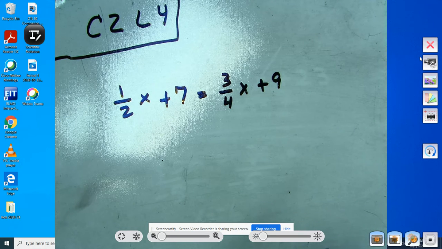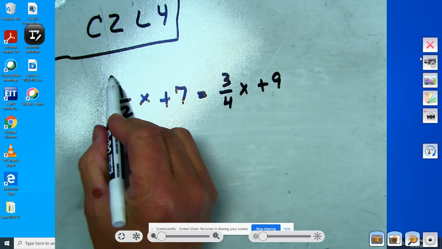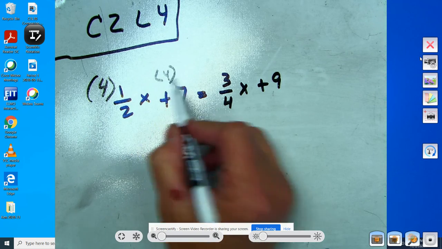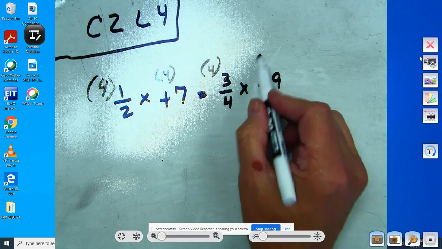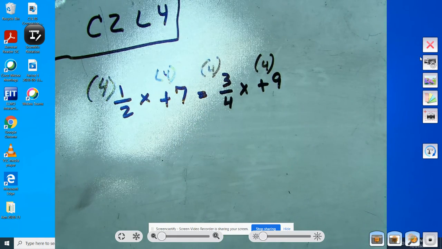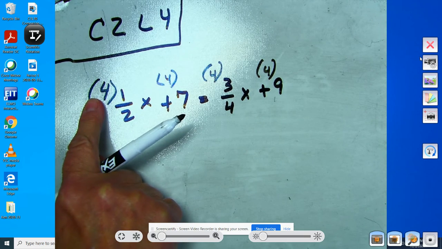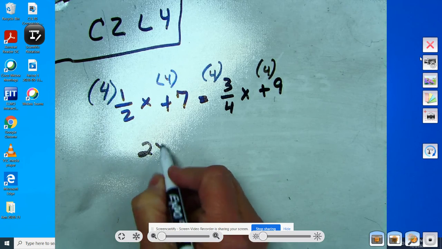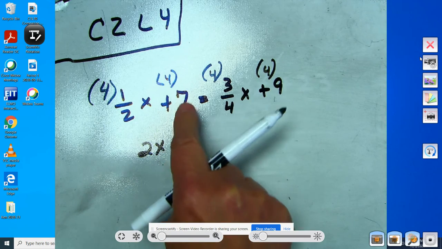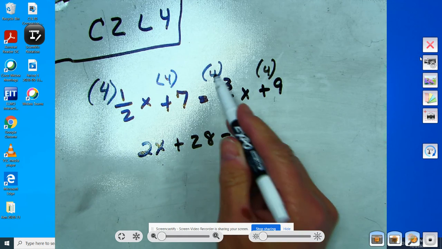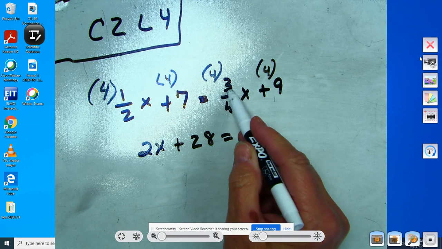Can I do this? Yes. As long as I do the same thing on both sides, I can do anything I like. So I'm going to multiply this by 4, this by 4, this by 4, and this by 4. 4 terms, everything by 4. Half of 4 is 2. 2 times x is 2x. 4 times 7 is 28. 4 cancels 4. Leaves me with 3.